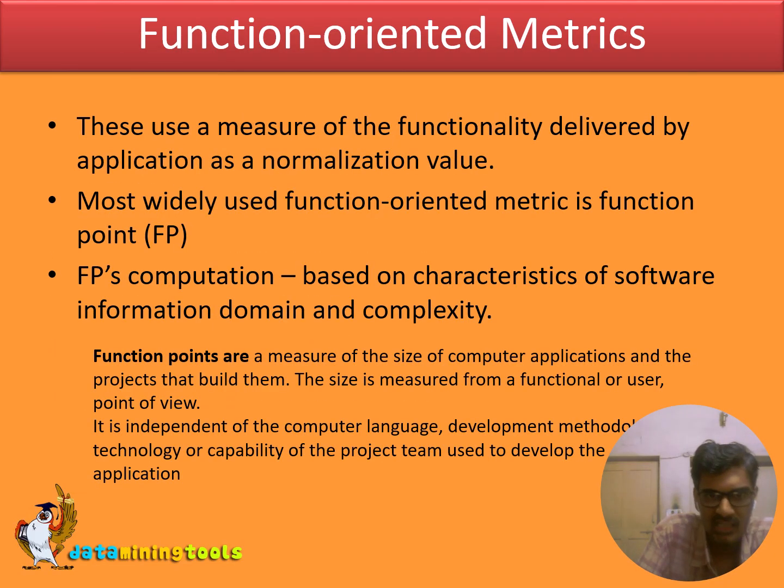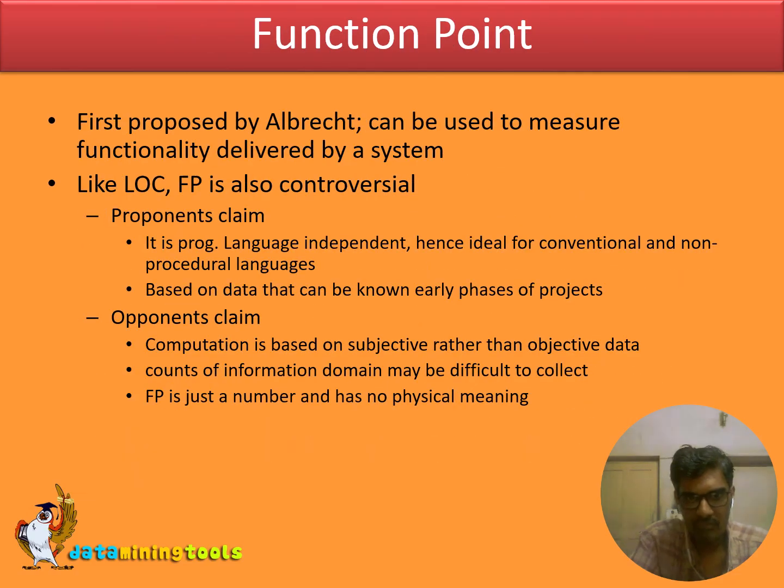This is some of the examples. Next, function-oriented metrics. This uses a measure of functionality delivered with the application as a normalization value. This is a complex method, and it is debatable. It is not a solid measure, but this enables the manager or the lead who's doing this calculation to come up with function points in the entire code. So you calculate the function points, put the values into a formula and do it.